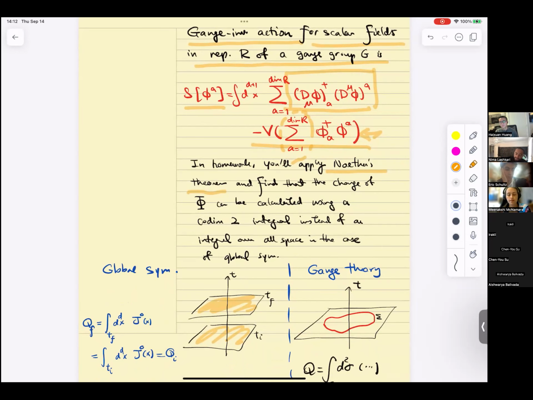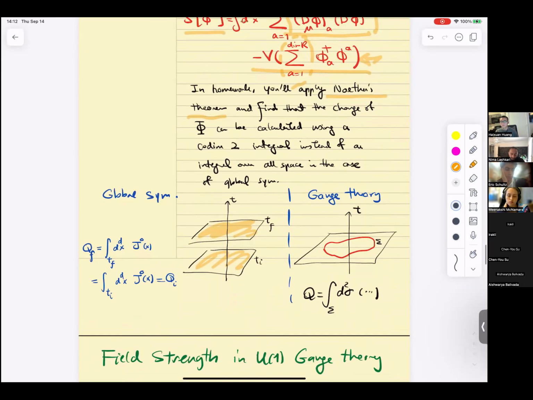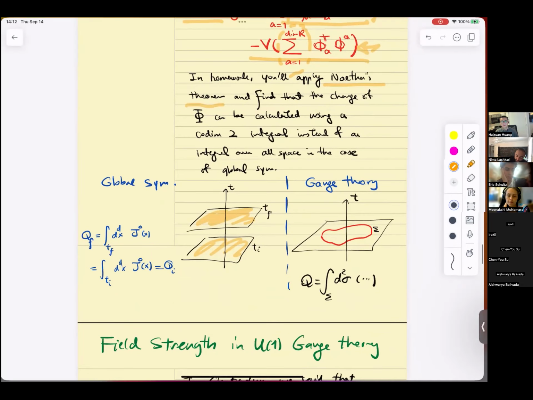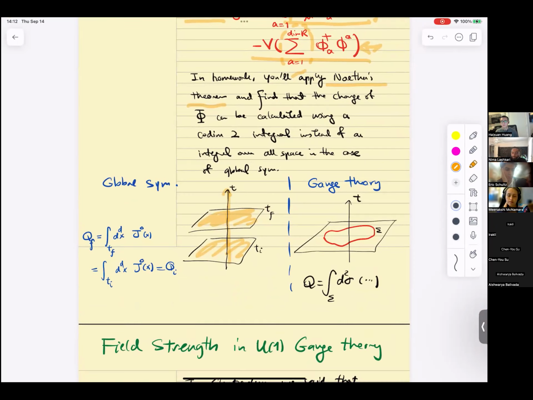You will discover that in the case of global symmetries, what did we have? We found that we had this conserved current that we integrated, this is time and this is space. We define the charge by integrating over all space at a fixed time. So Q at some final time is the integral over space at time t of the charge density J0, right? And it's equal to the integral over here.